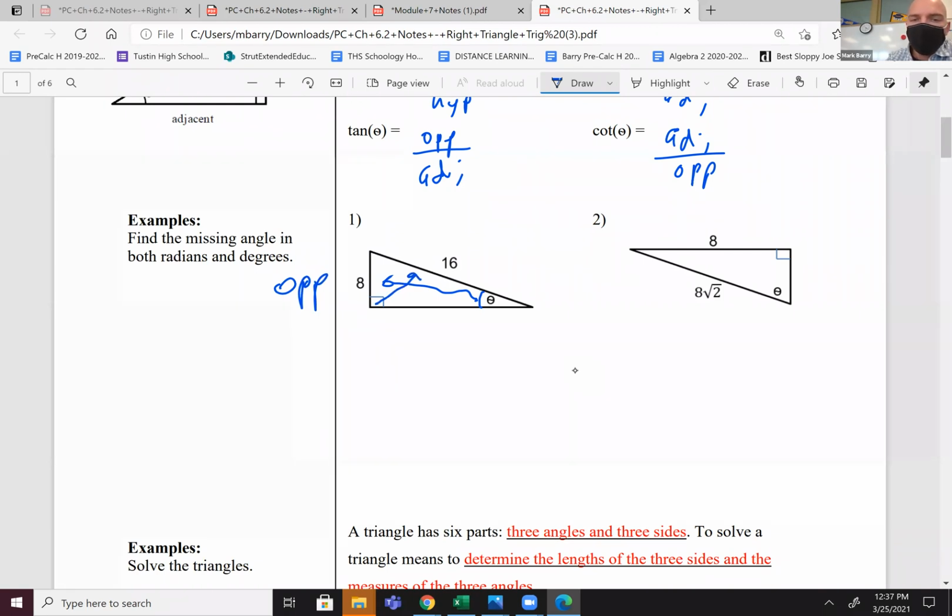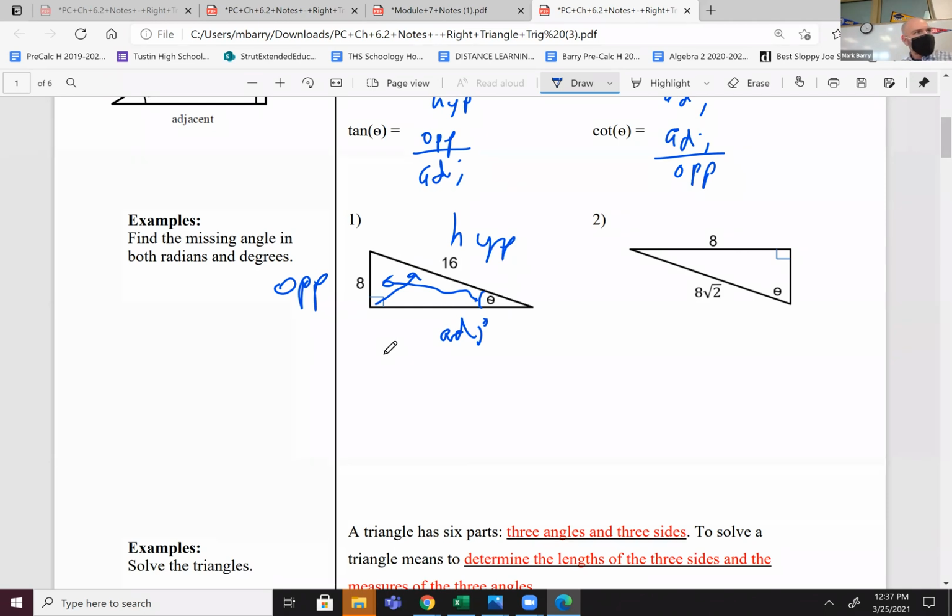If you shoot an arrow out from the right angle, you'll hit the hippopotamus. No, just kidding, the hypotenuse. My goodness. And then by default, the last one that's left must be the adjacent, because that's the only option left, right? So that's how I label my sides.